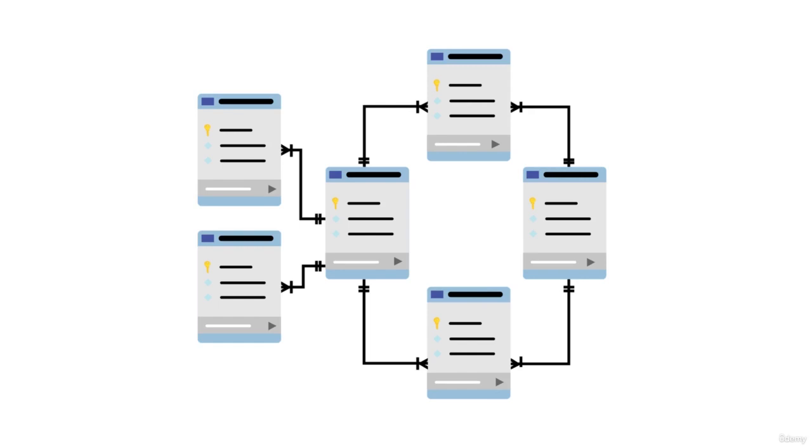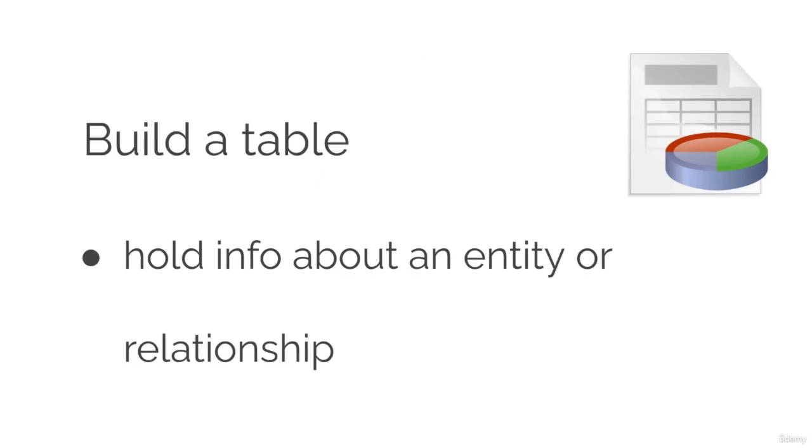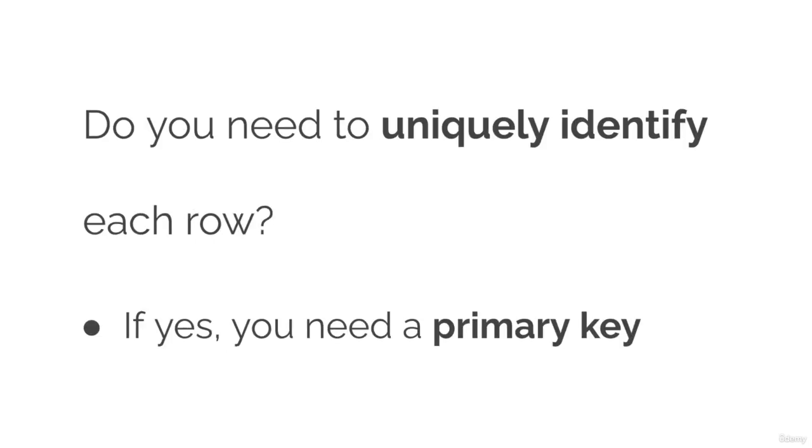In this lecture, we're beginning our look at how to build organized and clean databases. So inside of a database, you have different tables that hold data about an entity or a relationship. If you need to uniquely identify each row inside of the table, then the table needs a primary key. Typically, you will need a primary key in a table.